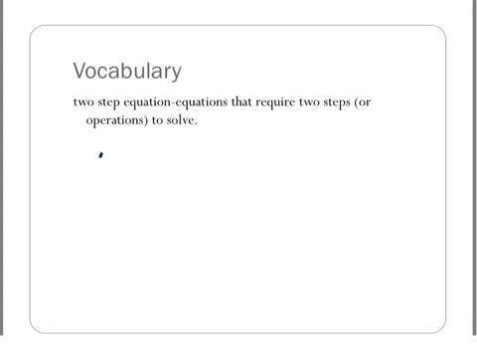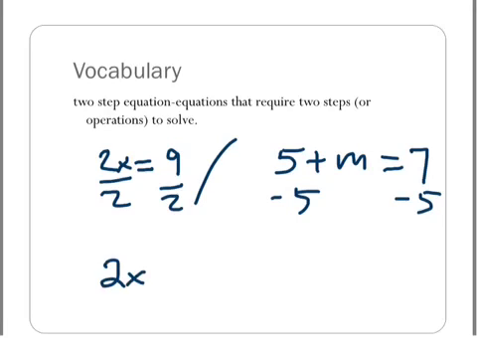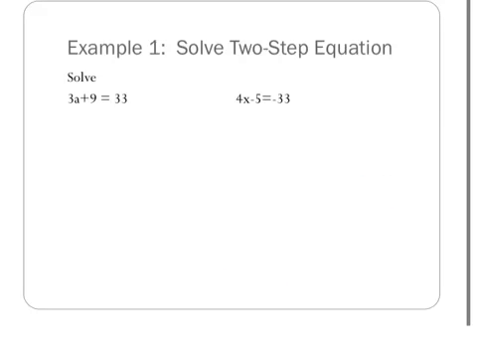So for instance, we've been talking about equations that look like this: 2x is equal to 9, or 5 plus m is equal to 7, where we really only have to do one thing. Like on this side we only divide, and on this side we would subtract 5 from both sides. But now our two-step equations might be something like this: 2x plus 5 is equal to 7. So not only do we have one thing, division, to do, we're also going to have subtraction. So that's a two-step equation. So let's get right into solving.